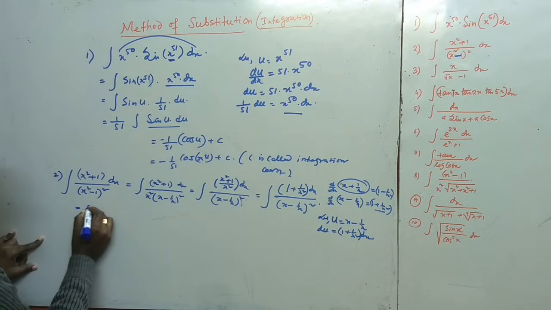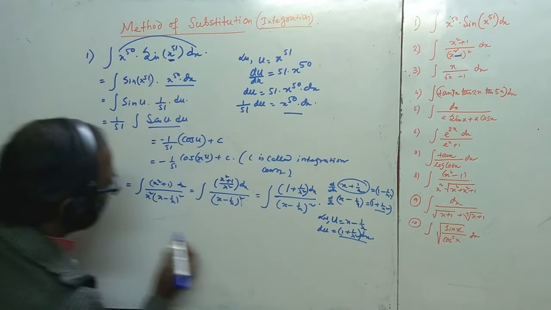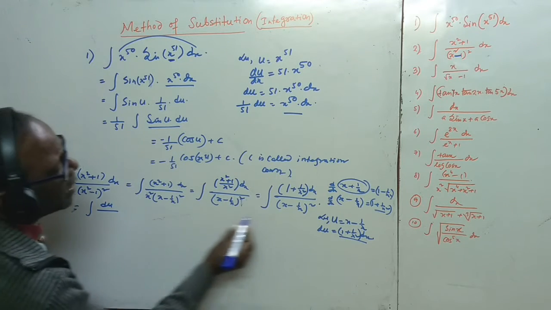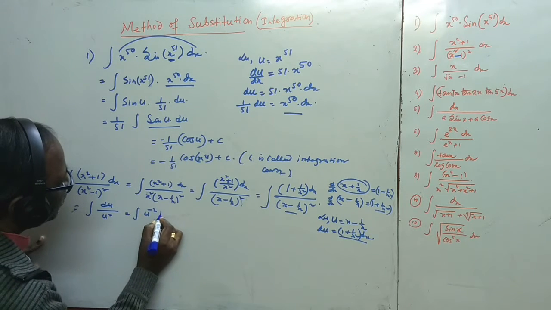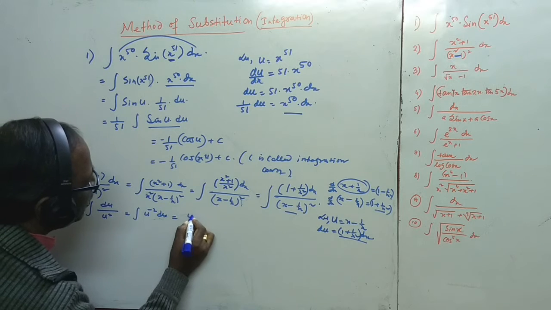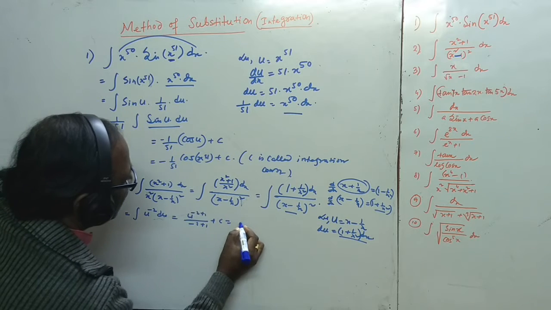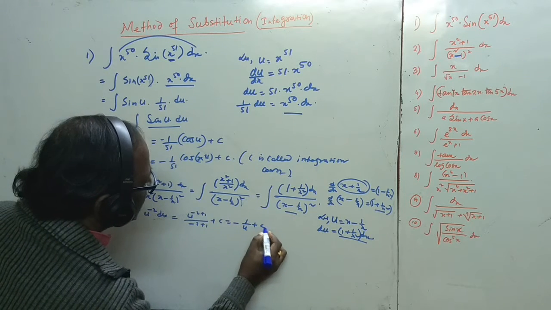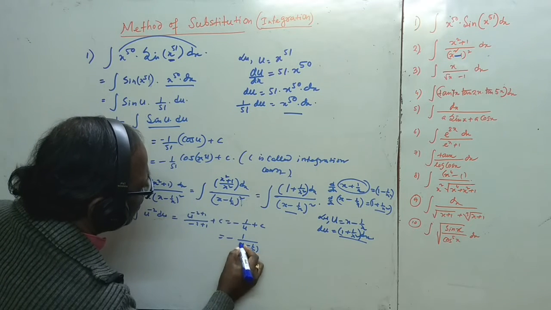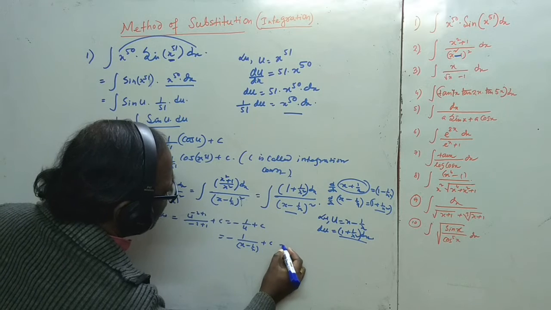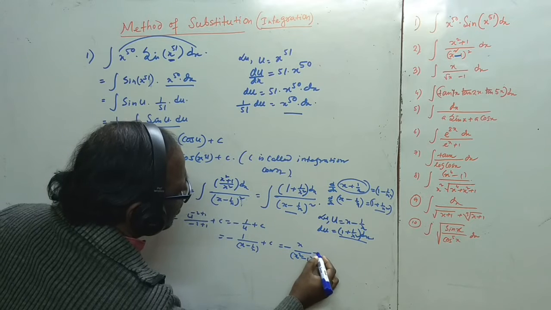Now substitute here, that is your du, and this is u square. So u to the power minus 2 du, and that is equal to u to the power minus 2 plus 1 by minus 2 plus 1, plus c. That is equal to minus 1 by u plus c. This is minus 1 by u, so minus 1 by x minus 1 by x, plus c.